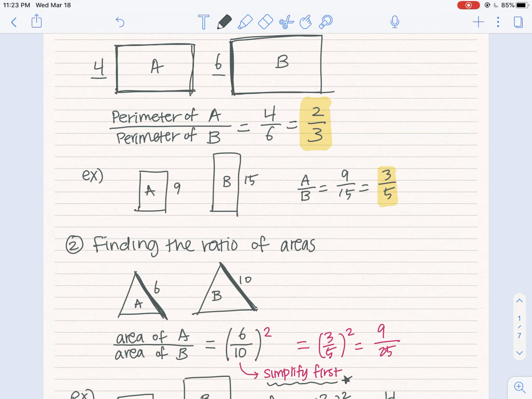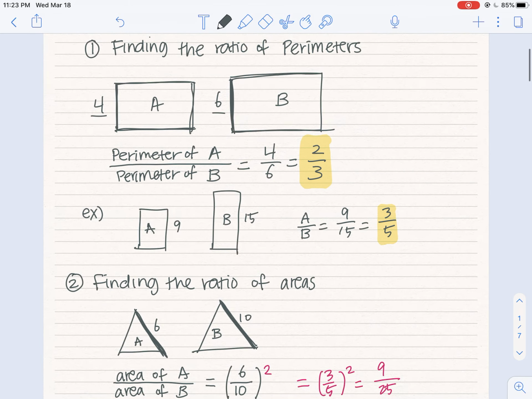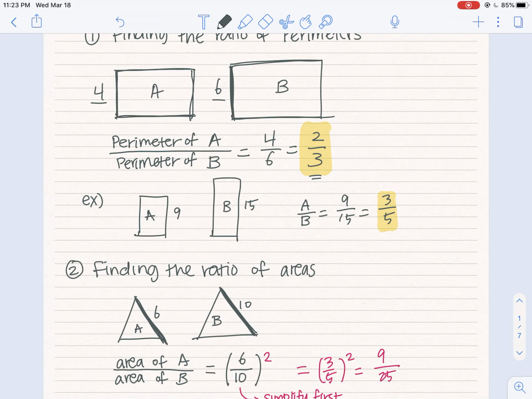Okay, so for your assignment, you're going to work on your wrap books. You only have 6 questions for this one. Okay, so you'll have 2 similar figures, and all you have to do is to find out the ratio of the perimeter, which is going to be simply just putting the ratio of the sides. If you can simplify, you simplify, and then you put the ratio of the areas. Okay, they're not asking you anything more, just find those 2 items.